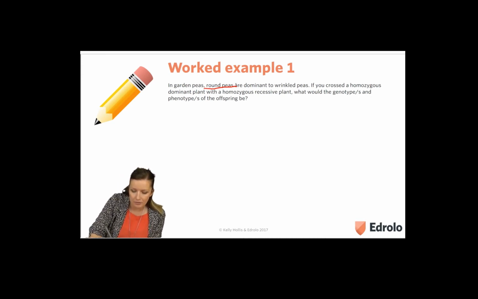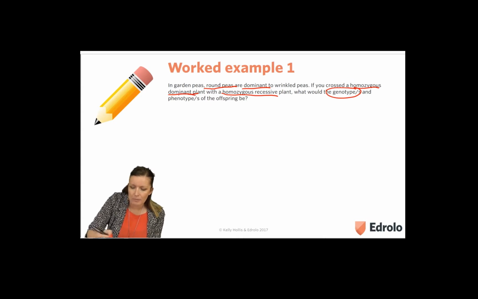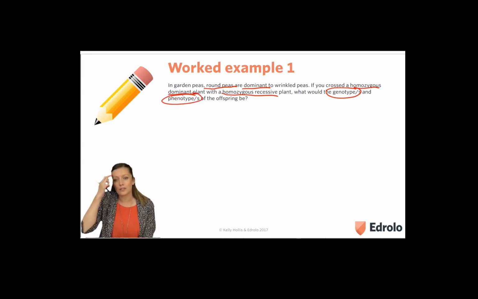So here it tells us that round peas are dominant to wrinkled peas. We don't really need to look at wrinkled peas. As long as we know that round peas are dominant, then we've got enough information there. So now we want to cross a homozygous dominant plant with a homozygous recessive plant. Okay, and the bits of information that we need to provide in our answer in order to be correct is the genotype and the phenotype. Okay, so we need to provide both of these things in order to be able to get full marks.